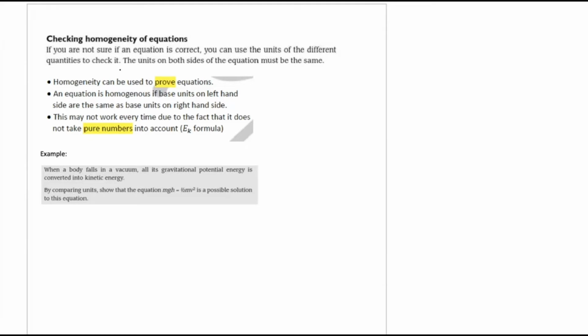That means you check the unit on the left, check the unit on the right. The units on both sides of the equation must be the same. If the units on both sides are the same, then we call it homogeneous. So homogeneity can be used to prove equations. An equation is homogeneous if base units on the left-hand side are the same as base units on the right-hand side.